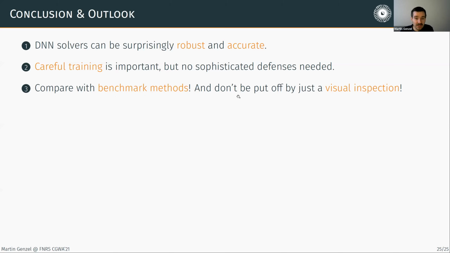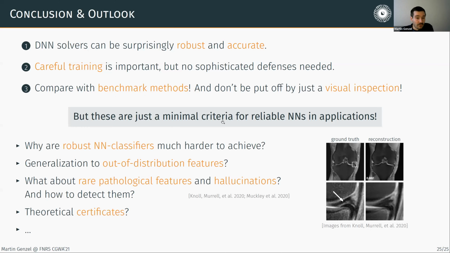In particular, one should not put too much trust in just looking at images, since there might be different conclusions than looking at noise-to-error curves, for instance. But of course, this is not the whole story. These observations are really just minimal criteria, necessary to have hope for reliable neural networks in applications, but there are many open questions that should be studied.